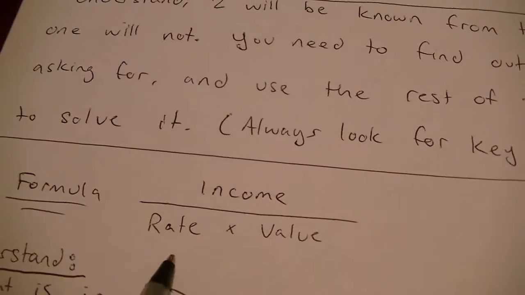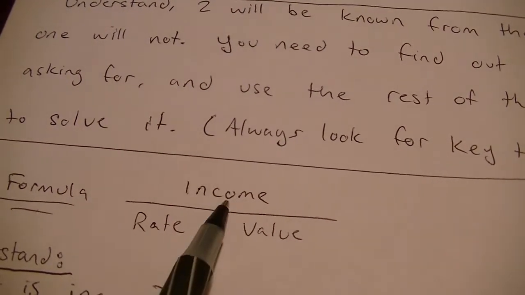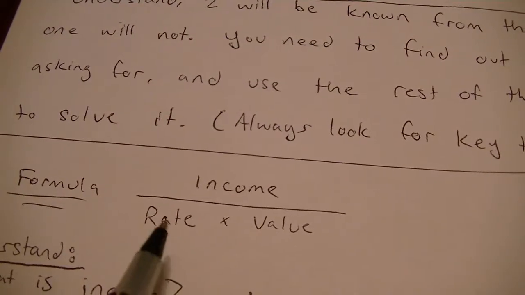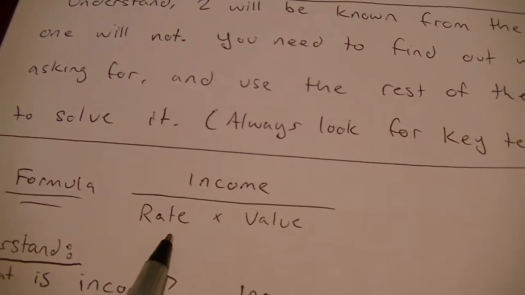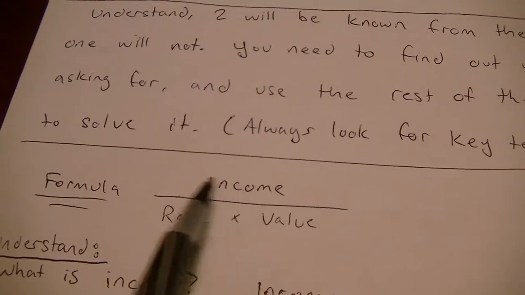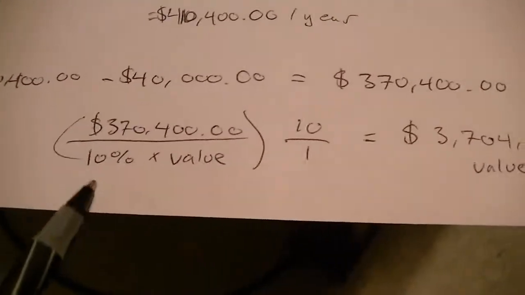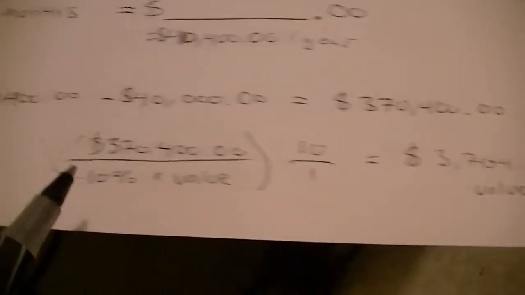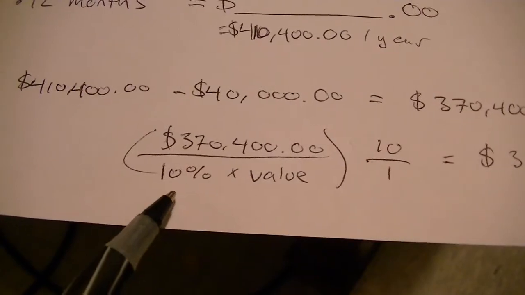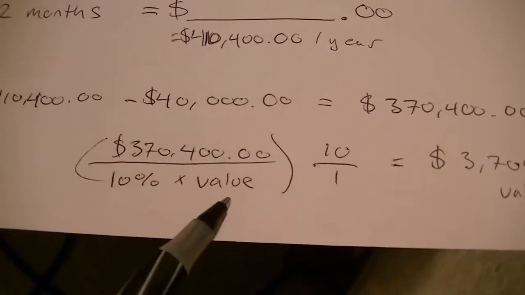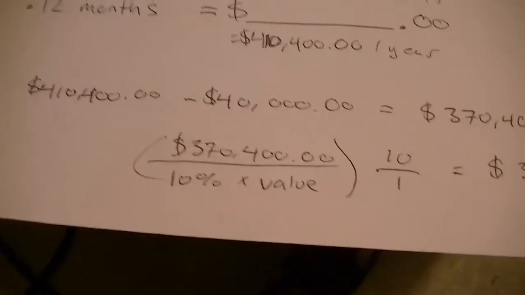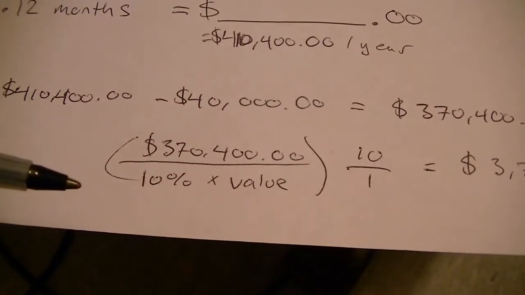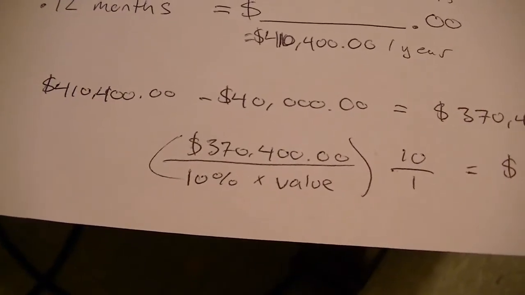Now if you go back and look at the factor, income and rate times value. You have your income, which you just figured out, and you already had your rate, which was 10%. So you still don't have value, but now that you have two, you can figure out the value. Down here you have your income, income per year, and your rate, still no value.